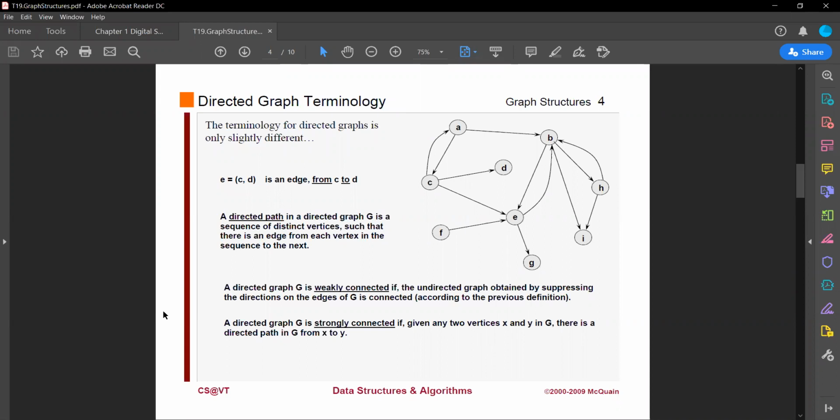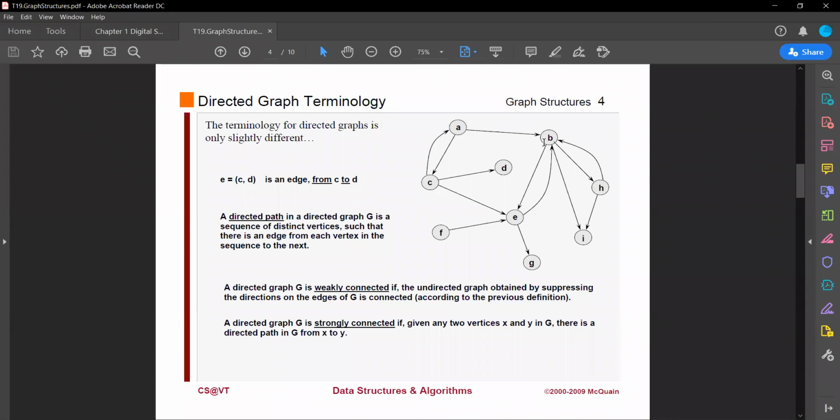So the terminology for a directed graph is slightly different. We can say that there is a path from A to C. If we write A comma C, that means there is a path from A to C. Then if we write C comma A, that means there is a path from C to A. Is there any path from A to B? Yes, there is a path from A to B.